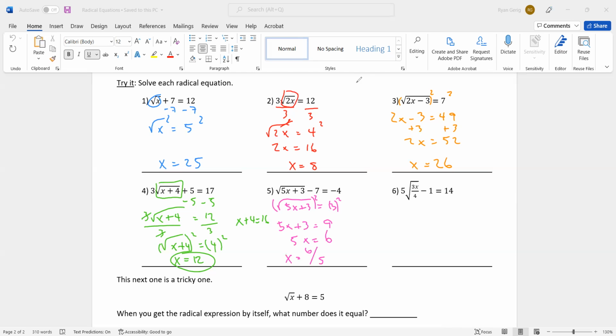5 times 6 over 5 is 30 divided by 5. So 6. 6 plus 3 is 9. Square root of 9 is 3. 3 minus 7 is negative 4. And it works. Last one.